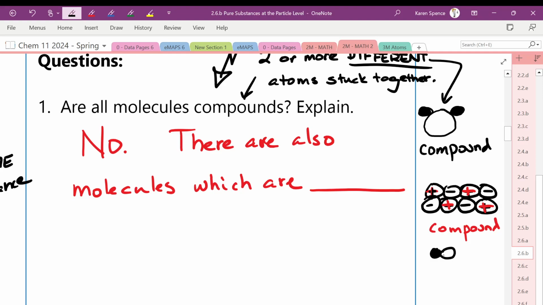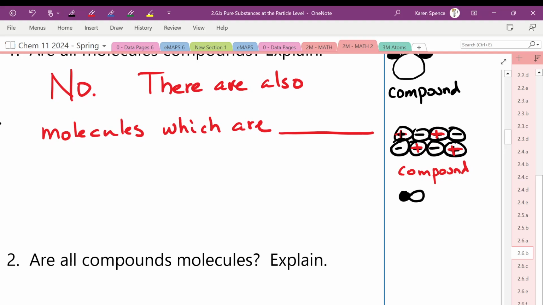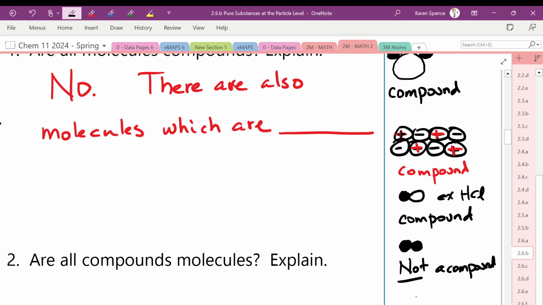Compound? It's diatomic. Is it a compound? Oh. Yeah. Wait, one of them's black, one of them's white. The atoms are different. This could be, for example, HCl. Okay, compound. Compound? No. Not a compound. What is it? Element. It's an element.